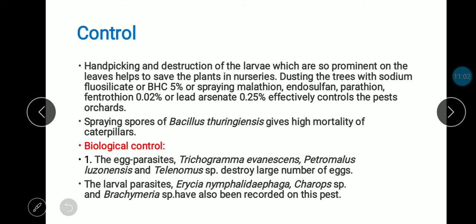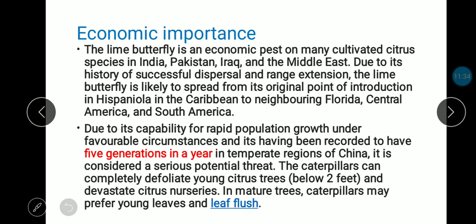There are other ways too. The egg parasites Trichogramma evanescens and Telenomus species destroy a large number of eggs. The larval parasites are also there, and these parasites feed on larval stages, means at any stage, egg stage or larval stage, we can control this pest because it is important. It has economic importance.